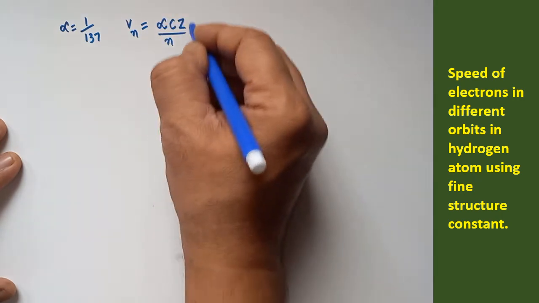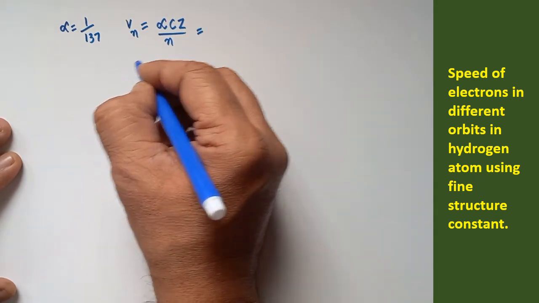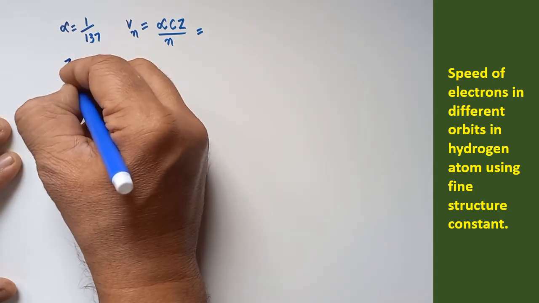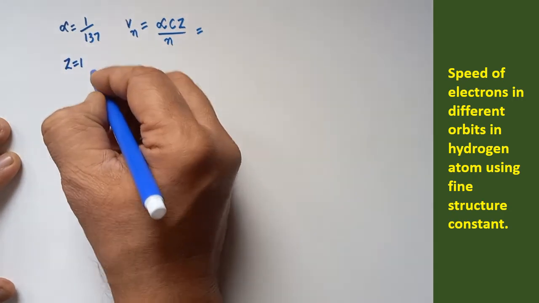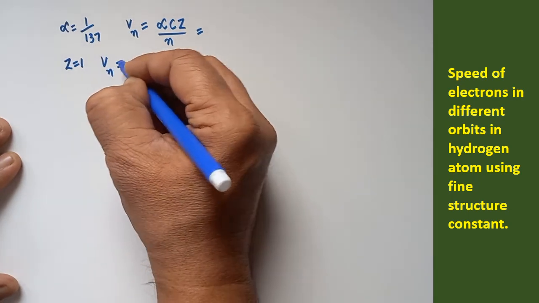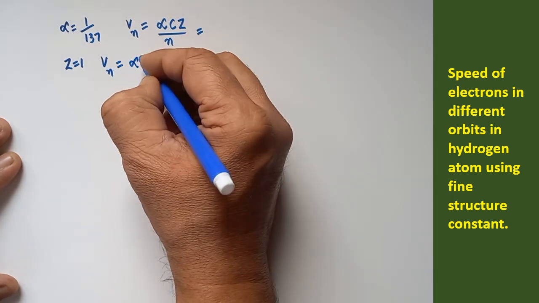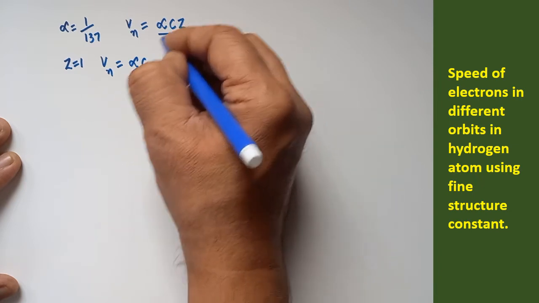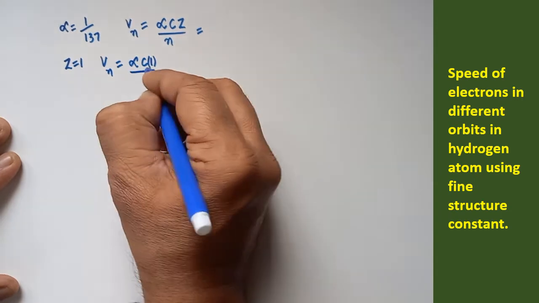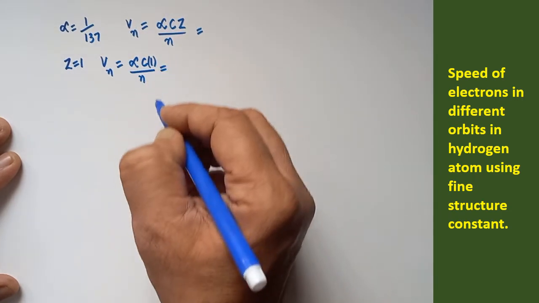So this formula can be slightly altered according to the hydrogen atom. In the case of hydrogen atom, Z value will be equal to 1. So how can this formula be altered? Vn is equal to alpha C, instead of Z I can write 1. After substitution you can write like this.